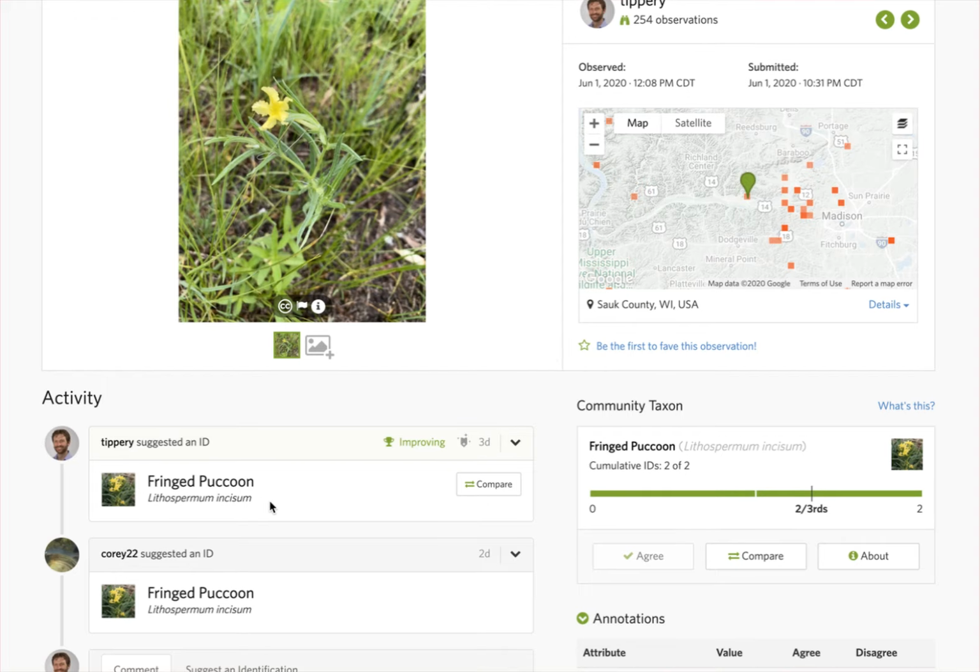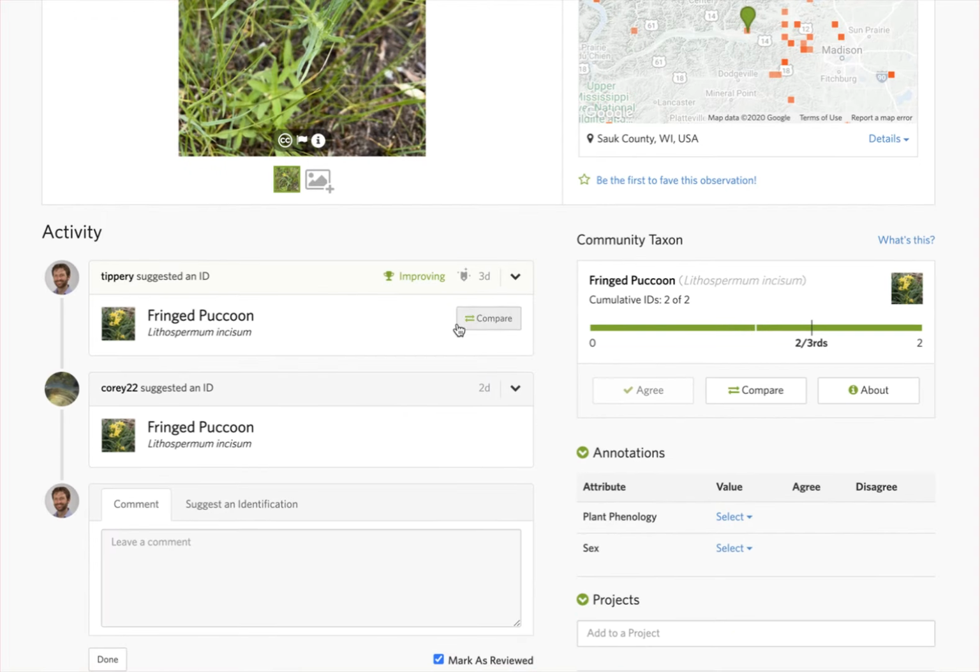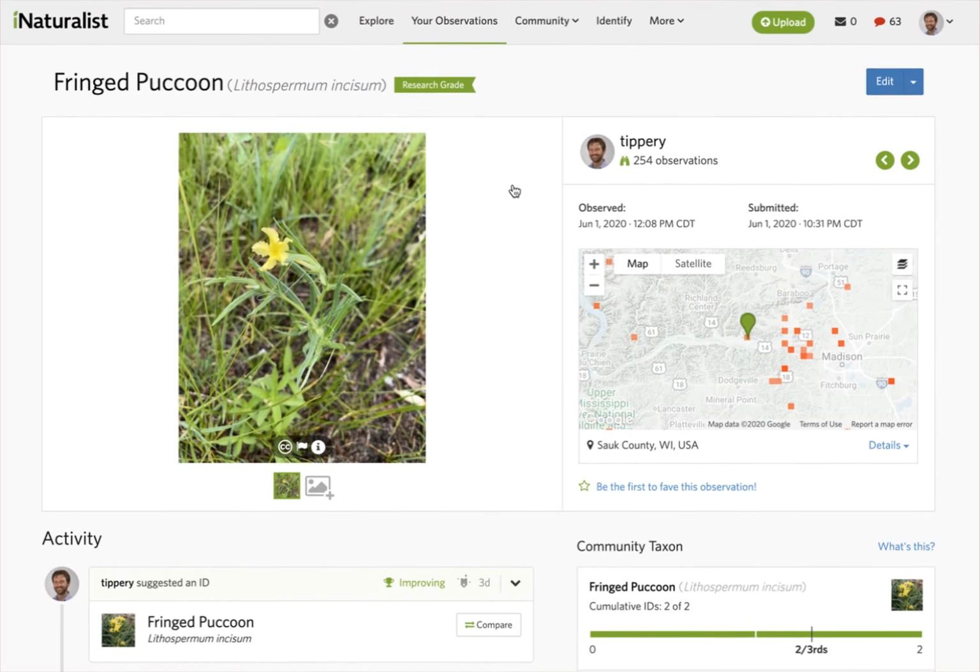I gave the identification of fringed puccoon, and this other user came in and confirmed the same identification, saying that the image also looks to them like fringed puccoon. They verified it, and then it comes through as research grade. That means it has a lot more weight for other people. If you take a photo and put a completely wrong name on it, the system is designed so that it won't count as an identification. So again, this depends on the community of people who are identifying these plants, but they have good intentions, and they should be correcting those as they come up.